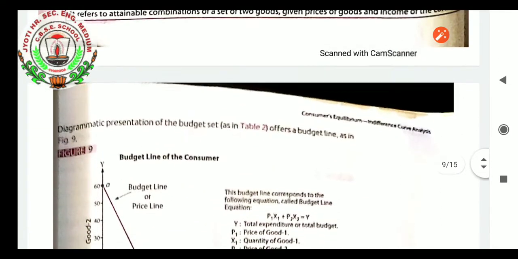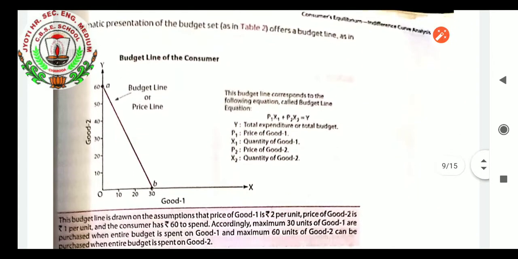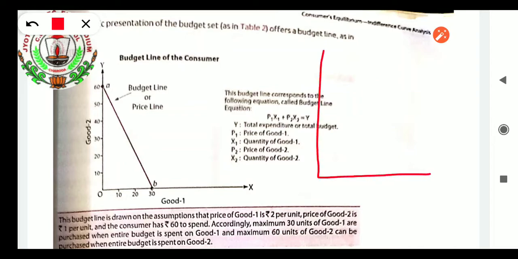The diagrammatic presentation of the budget set in table number 2 gives a budget line, as shown in the following lines. I will explain it now in the graph, because there is no big point to explain. Here the x-axis and y-axis have been drawn. Here it is x, here it is y, here it is 0.